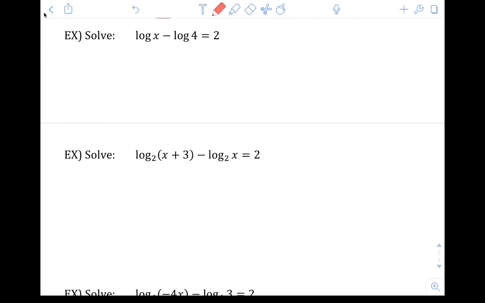So option 1, logs on opposite sides. Logs on opposite sides you can drop. Option 2, 1 log, you can loop swoop. They're on the same side.